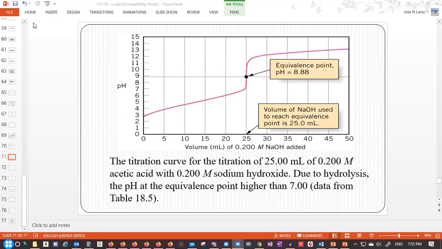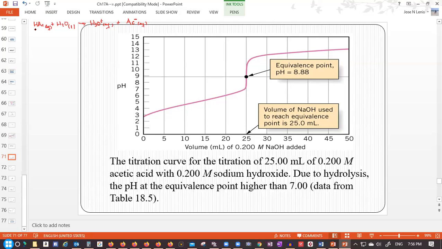We have initially just acetic acid in the flask. I'm going to use the simplified form of the acetic acid plus H2O to form the hydrogen ion plus the conjugate base.